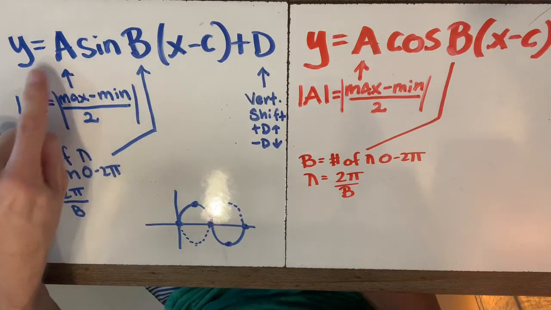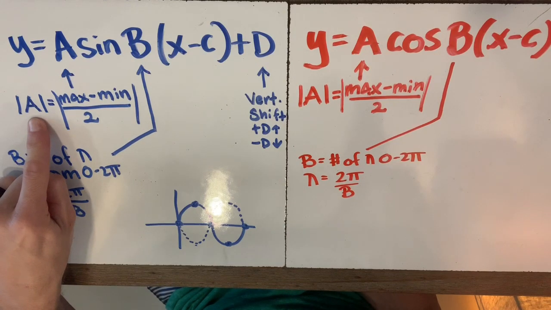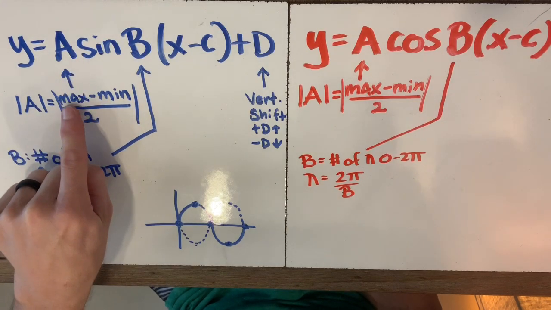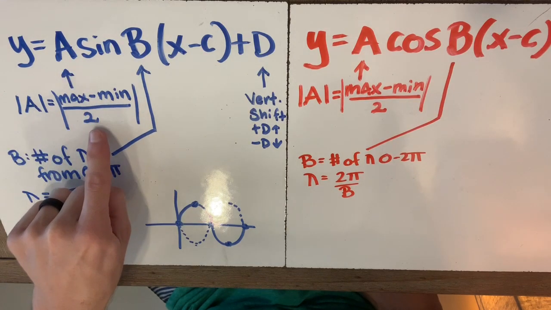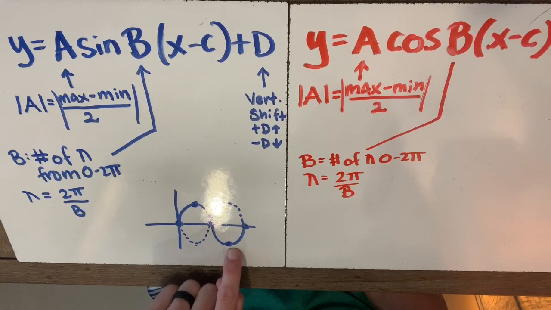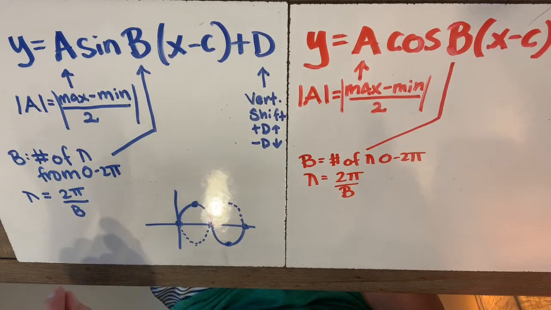What is a? Well, a is amplitude. Remember, a is going to be in absolute value. It's always going to be positive. How do you find a? It's max value minus min value divided by 2. So it'll be this maximum y value minus this min y value, divided by 2.